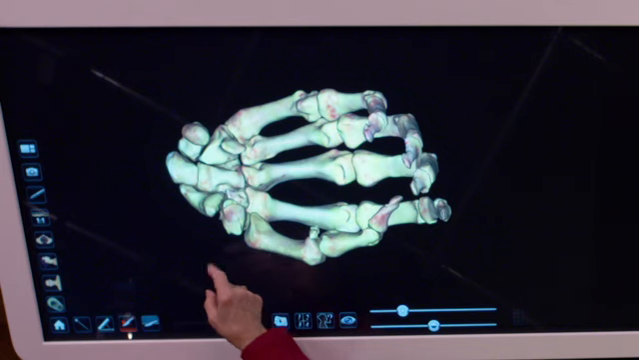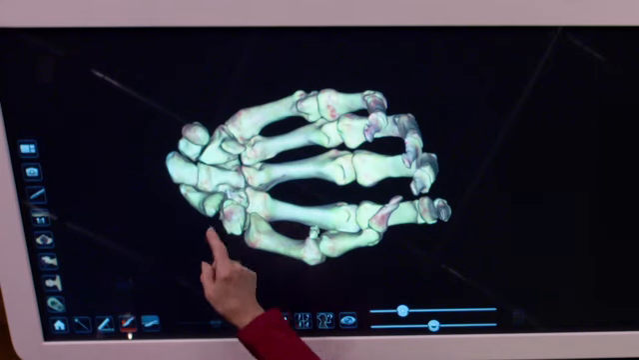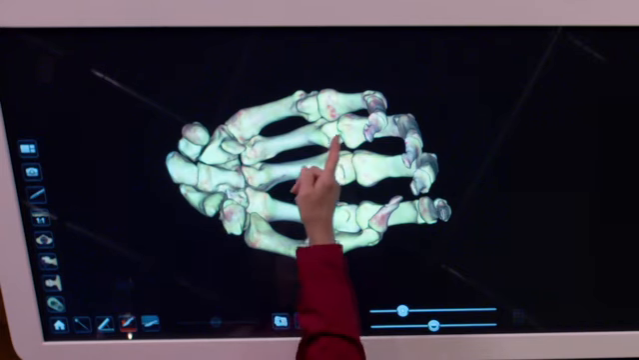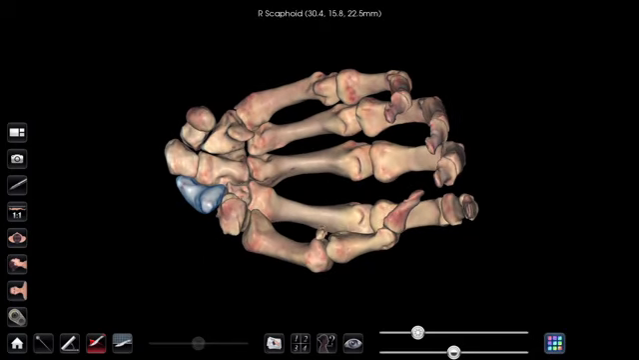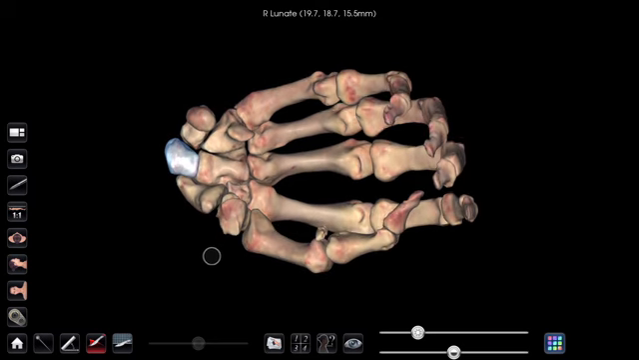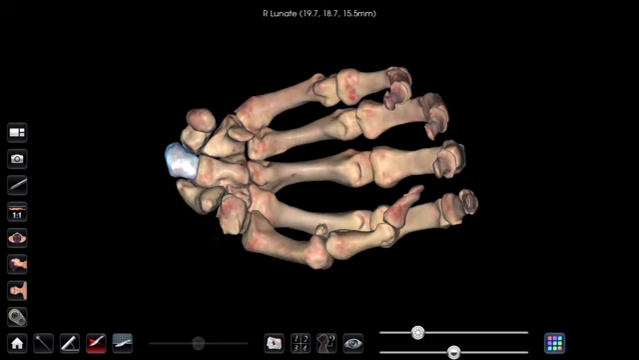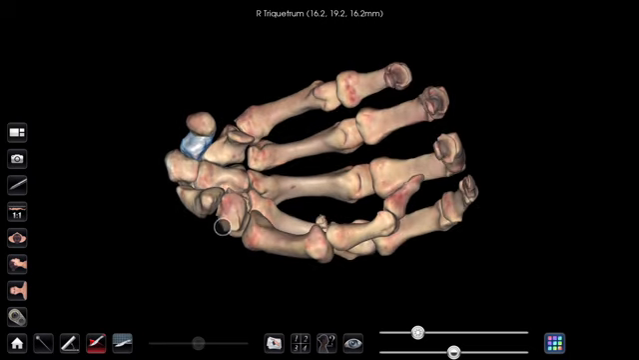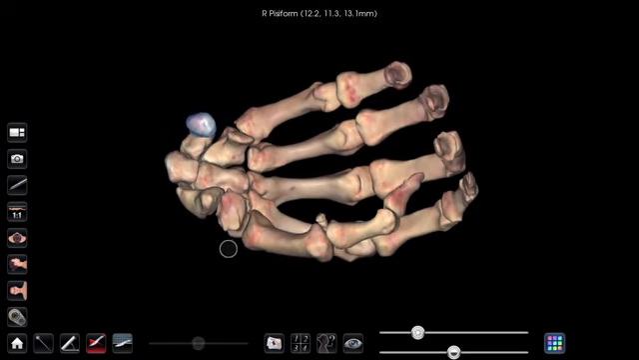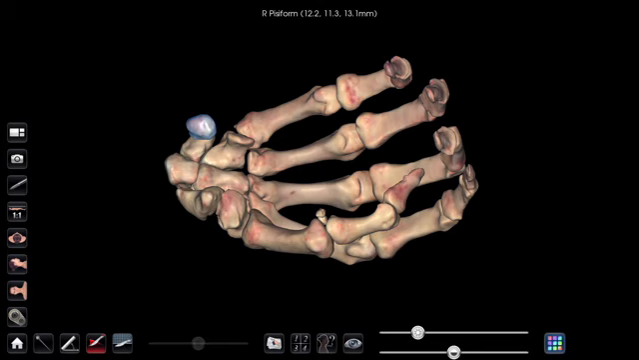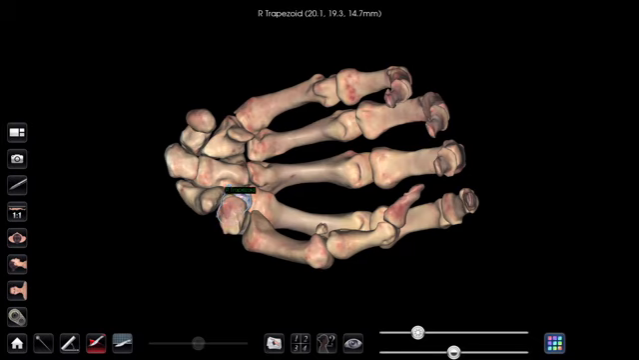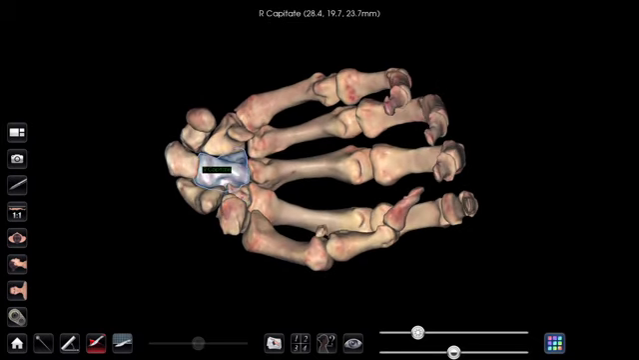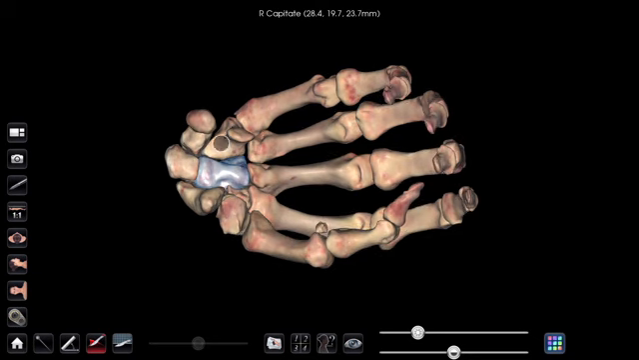Let's take a look at the 8 carpal bones of the wrist. If you remember, they're in 2 rows, and from lateral on the thumb side to medial on the little finger side, we have the scaphoid and the lunate. And remember, those are the 2 that articulate with the distal radius, as well as the triquetrum, which has the pisiform stacked on it. In this distal row, from lateral to medial, we have the trapezium by the thumb, the trapezoid on the inside, and then we have the capitate and hamate.